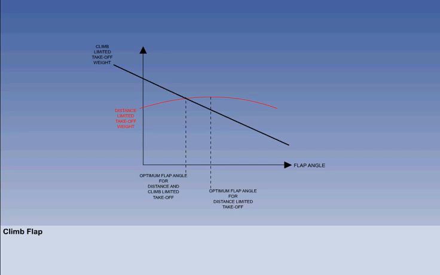The ability of an aircraft to climb is reduced by flaps because of the extra drag they generate. So, if the required minimum climb gradient will limit the maximum takeoff weight, a smaller flap angle will be used for takeoff, even though it will result in a longer takeoff run. If runway length is not limiting, you can see that the maximum takeoff climb limited weight will be achieved with no flaps.